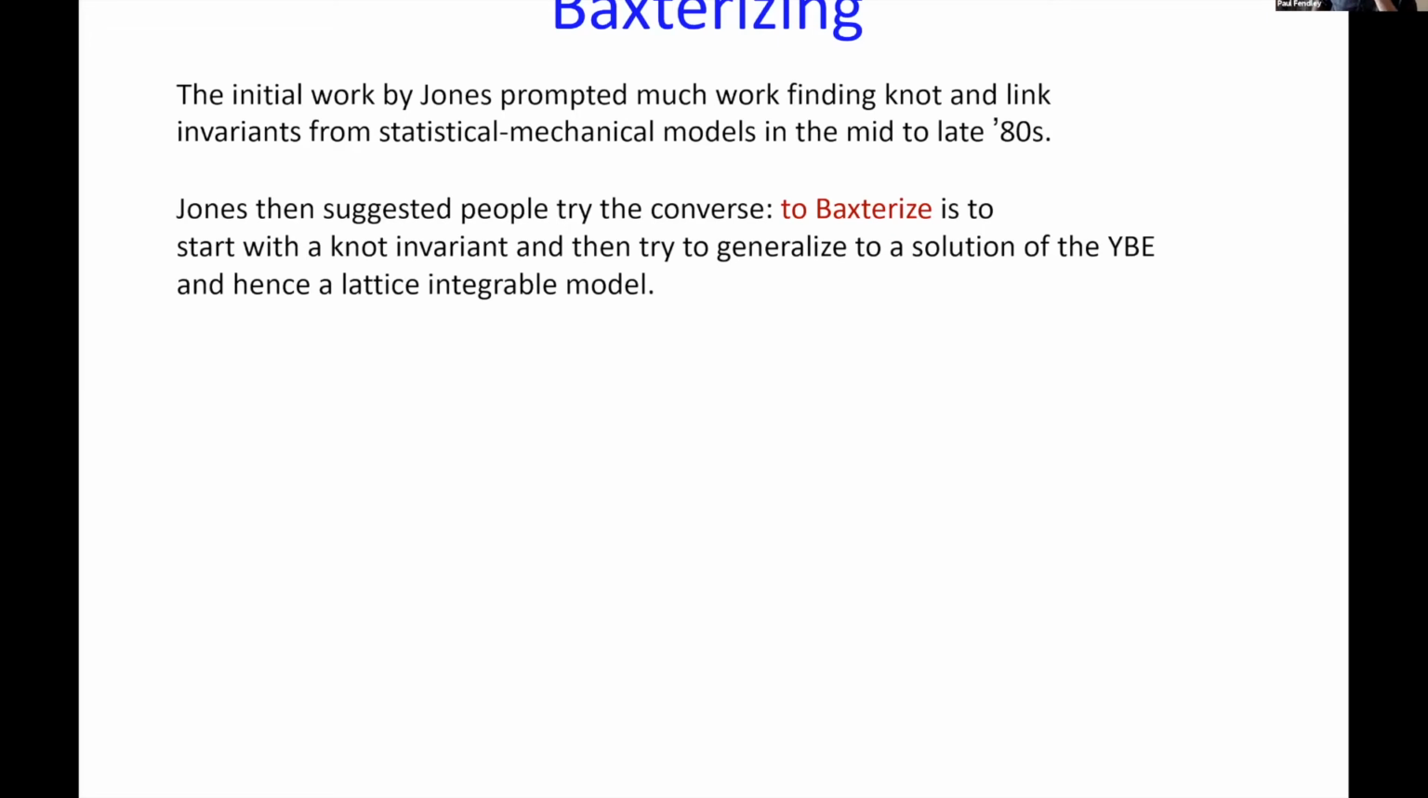And then there was this connection to StatMech that I mentioned at the very beginning. And people wrote lots of papers, all sorts of nice stuff. But then Jones said, well, let's go the other way. Let's coin this verb to Baxterize. And that means to start with a knot invariant, or if you want to say maybe a little more generally, with a braided tensor category, and then try and generalize to a solution of the Yang-Baxter equation. So you put in that spectral parameter and then get a lattice integrable model. So that was Jones's idea.